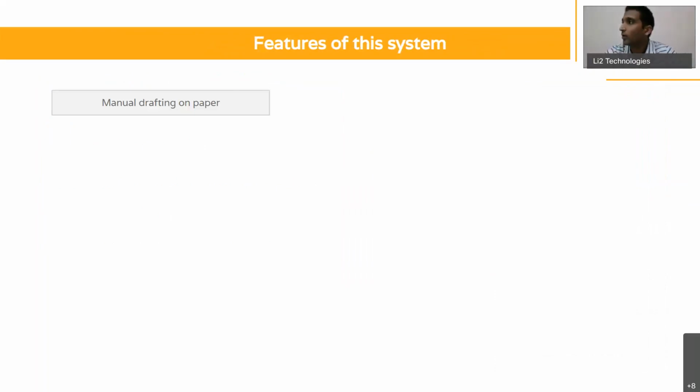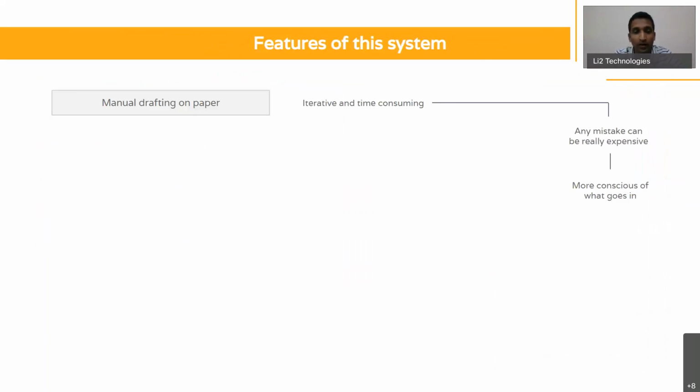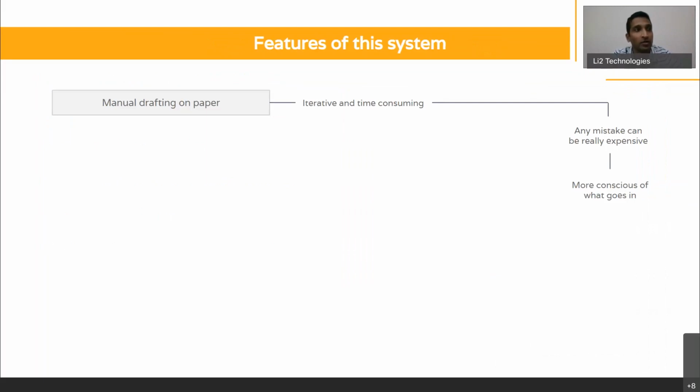So before we go into what design is today, let us see what the features of the previous system were. One, it was manual drafting on paper. As far as manual drafting on paper is concerned, the process was iterative. It was time consuming, as you can imagine. Any mistake can be really expensive. When I say really expensive, if I have to change a dimension to something else, it had to be communicated to a bunch of people, because it wouldn't have been easy to tell anyone that I'm changing this design to this or this dimension to this. So it would have been a really expensive process.